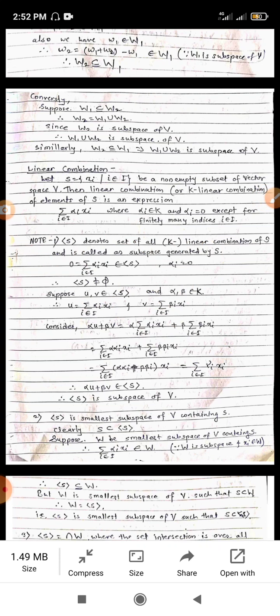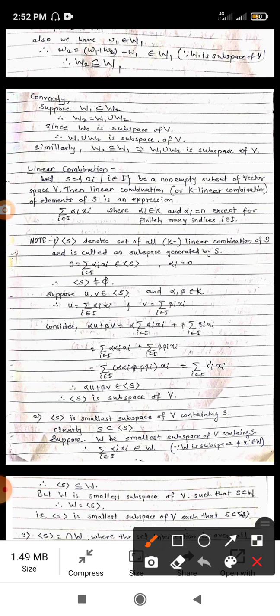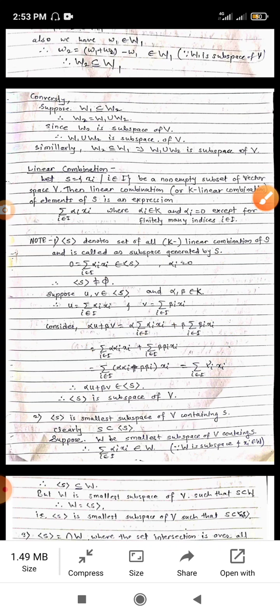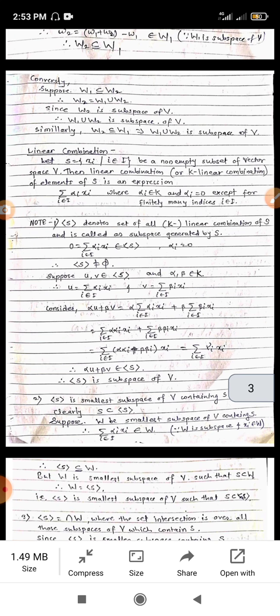So we see the special cases of that linear combination. First, the set generated by S denotes all K-linear combinations of S, which is called the subspace generated by S. Now 0 can be written as alpha 1 into 0 plus alpha 2 into 0 plus alpha 3 into 0 and so on. Therefore 0 is equal to a summation of alpha i xi, so 0 belongs to the generated set of S. Therefore the generated set of S is non-empty.